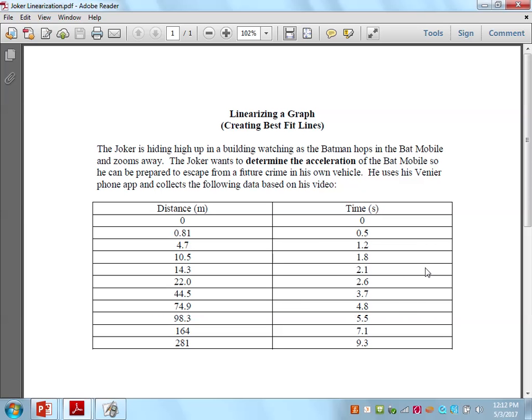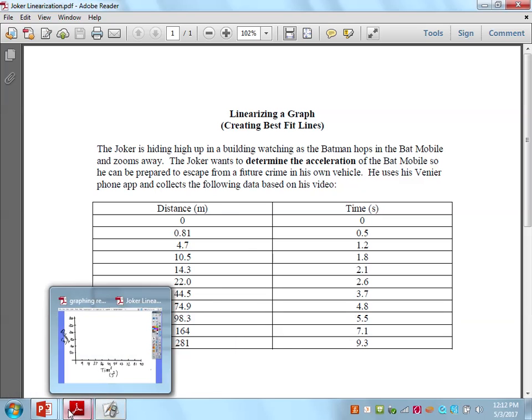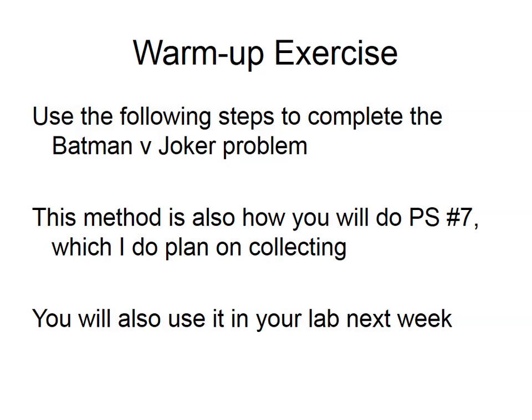So you can see, based on the Joker's video, he's calculating the distance that the Batmobile moves away. Obviously not going that far away, only 281 meters. But he's measuring this over time. So we have distance and time involved with this particular problem. And you're going to see me go back and forth with this quite a bit to go through the whole problem. Don't worry about the lab thing next week.